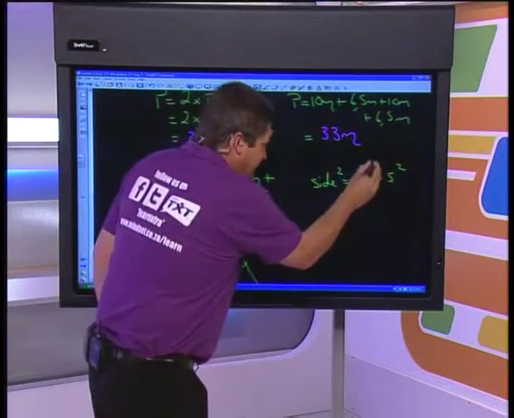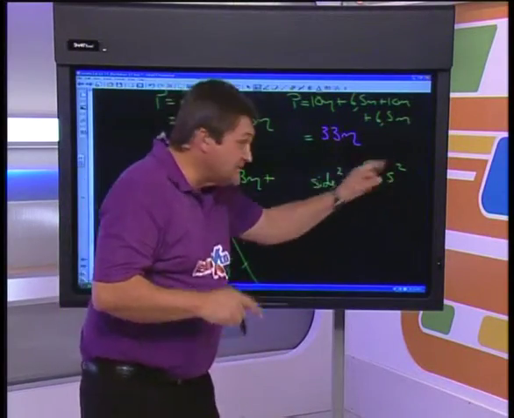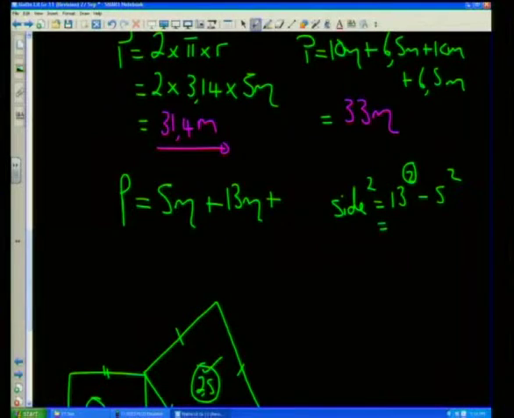Can you see where the square comes from? It's the big square minus the little square. Now, what is 13 squared? You know it's 169. What is 5 squared? You know it's 25. 169 minus 25 is going to give me 144.